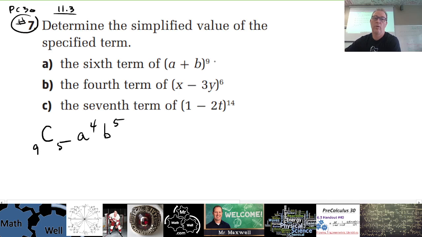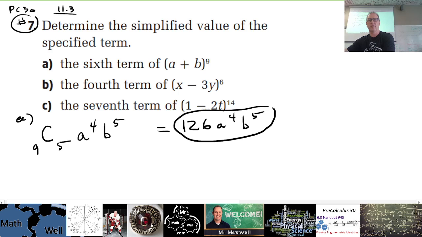Okay. So what's 9 choose 5, or 9C5 there? What's that on your calculator? You can look at your Pascal's triangle there too, I guess. 126. So the answer to A is going to be 126, a to the 4, b to the 5. Look good? That's fun. Yeah? All right.